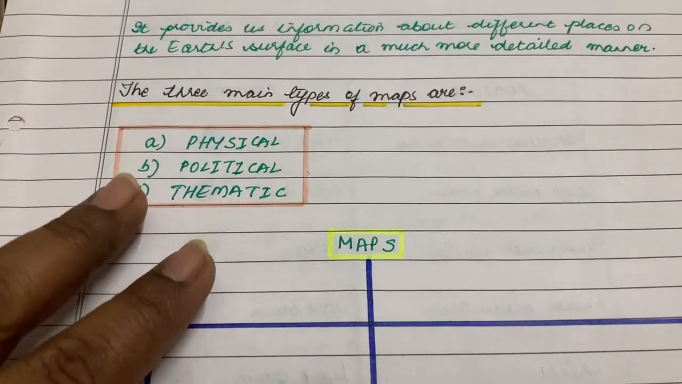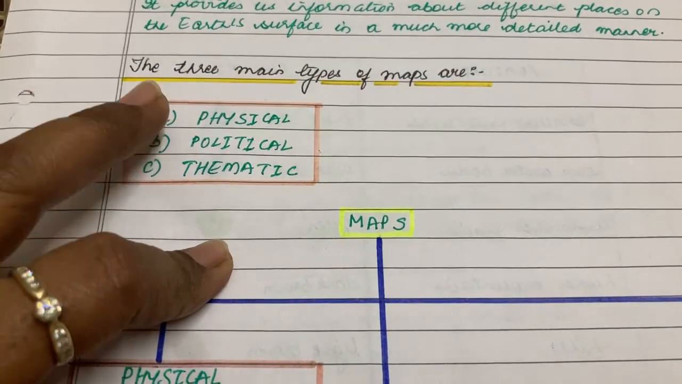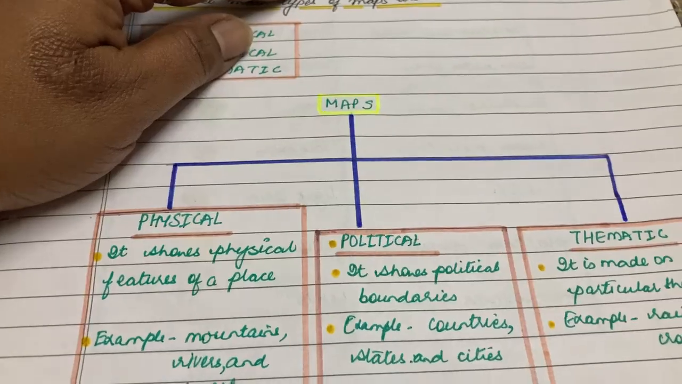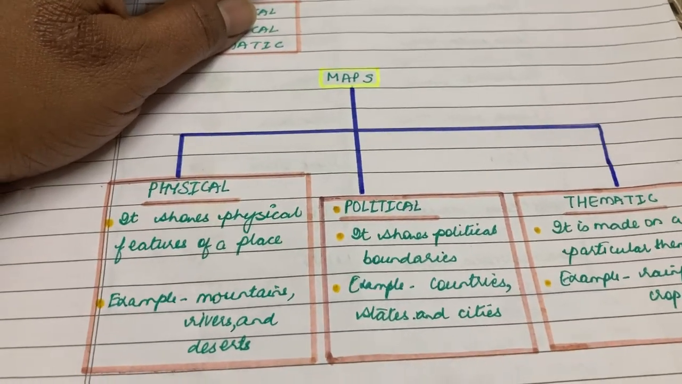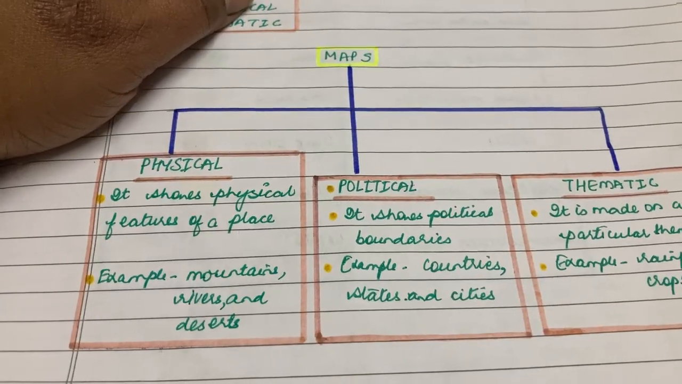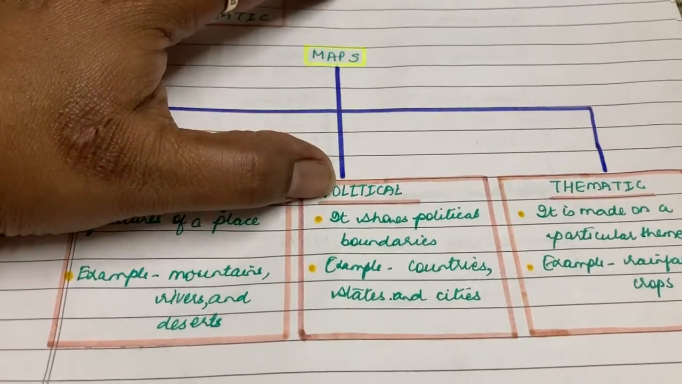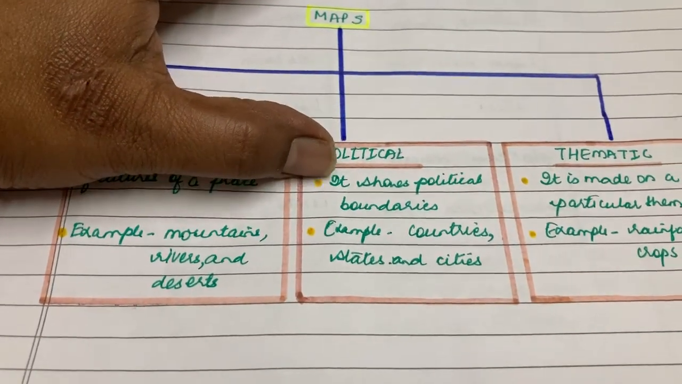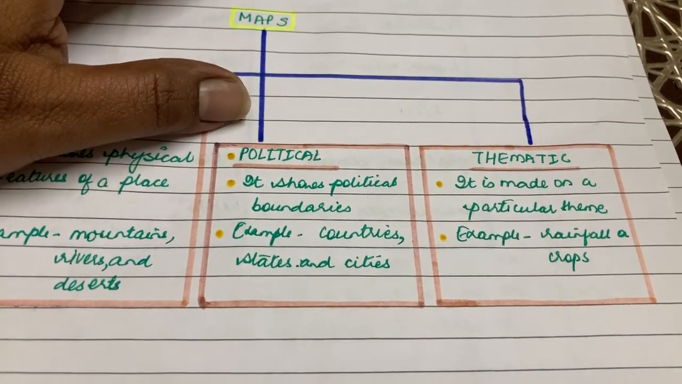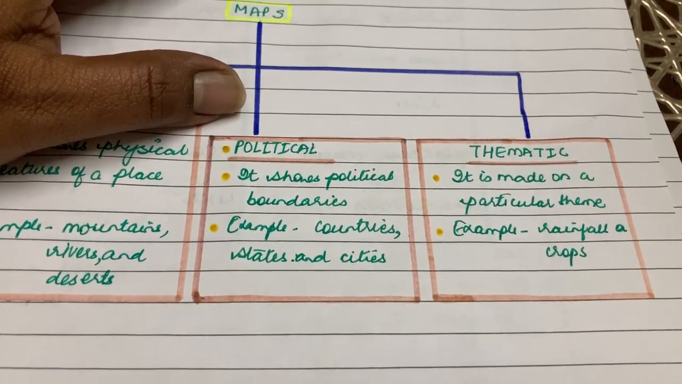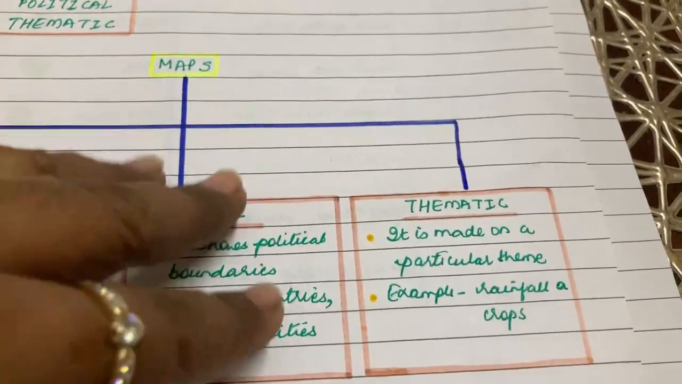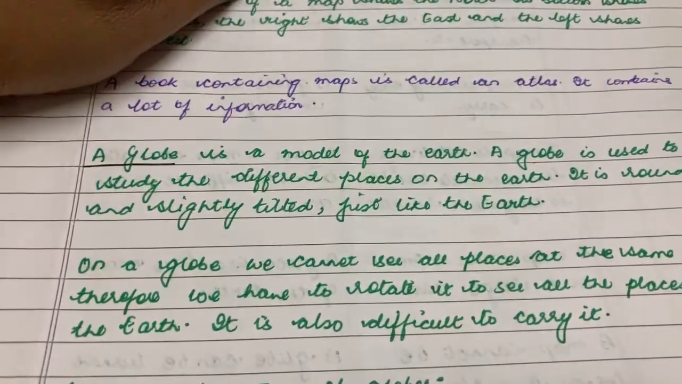So there are basically three types of maps: physical map, political map, and thematic map. What does a physical map mean? A physical map shows physical features of a place like mountains, rivers, and deserts. A political map shows political boundaries, so countries, states, and cities. And a thematic map is made on a particular theme that can be rainfall, crops, climate, etc.